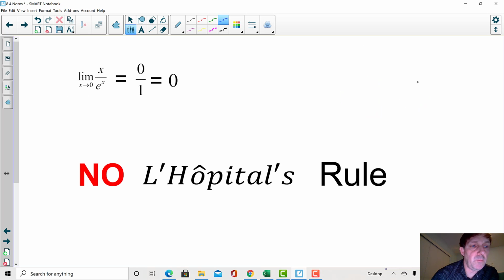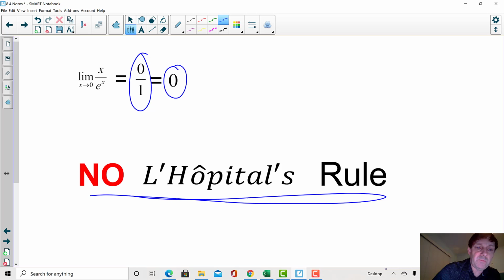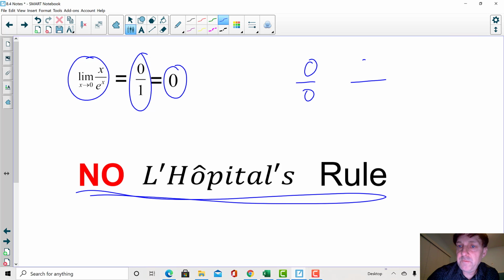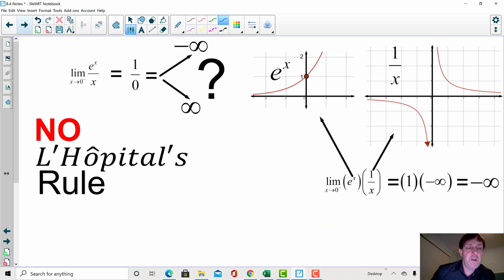Now for this example, it's more of a word of caution. You got to be careful. If I plug in the 0, I'm going to get 0 over 1, which is just 0. Do not use L'Hopital's rule unless you have to. Remember, when you do your limit, you must get either 0 over 0 or infinity over infinity in order to use L'Hopital's rule. Here's another example where you should not use L'Hopital's rule.